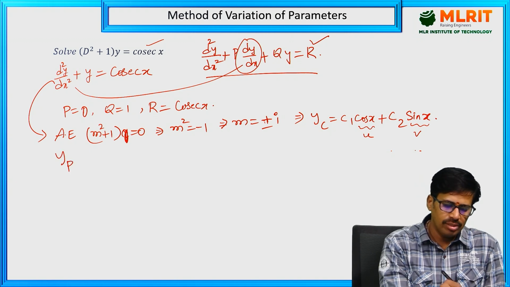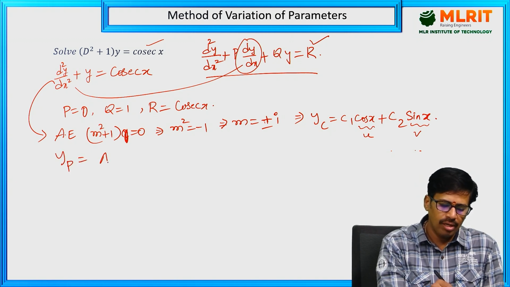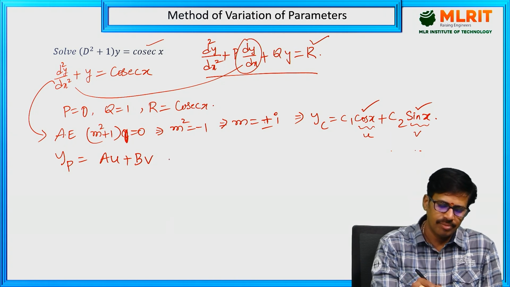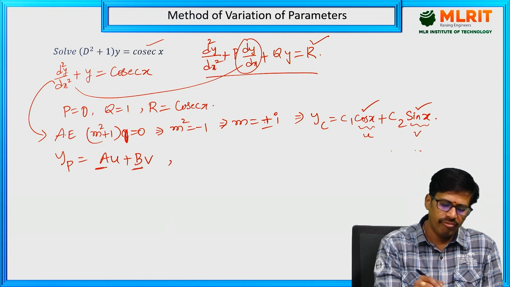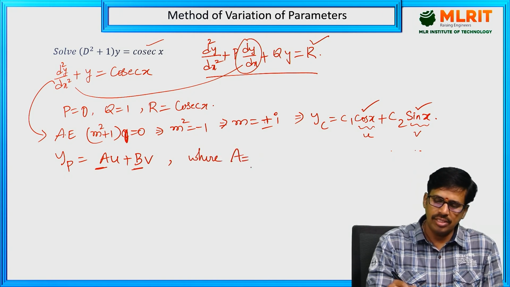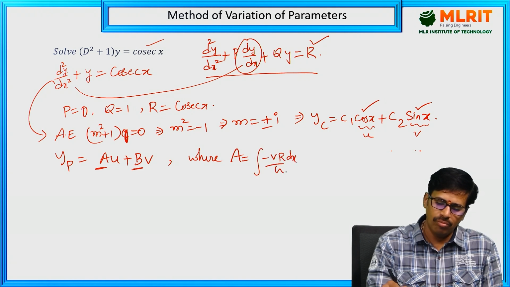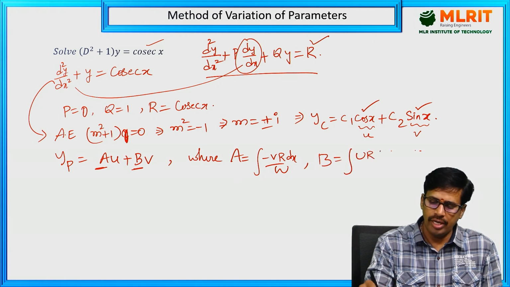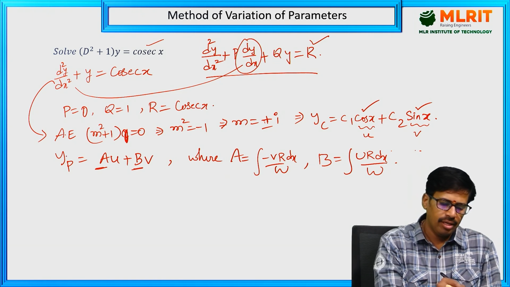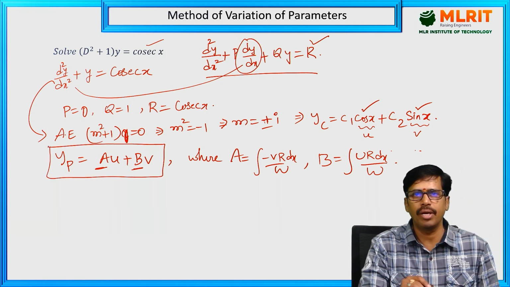So what is the particular integral yp formula? yp is A u plus B v, where u and v are functions of x. u is given by cos x, v is given by sin x. Now what is the formula for A and B? A is given by minus integral v r dx by w, and B is given by integral u r dx by w. Find the values of capital A and B and substitute, and we get the particular integral.